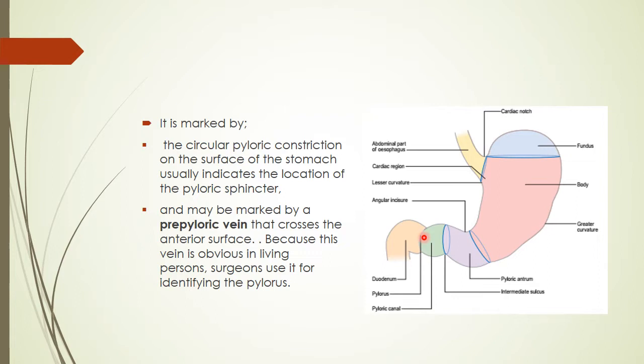This part is marked on the surface by pyloric constriction on the surface of stomach, which indicates the location of pyloric sphincter. And remember that vein called pre-pyloric vein crosses this on anterior surface, and because this vein is obvious in living person, it helps surgeons to identify the pylorus. So with the help of pre-pyloric vein, they can identify the location of pylorus.